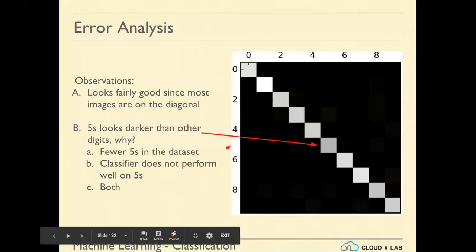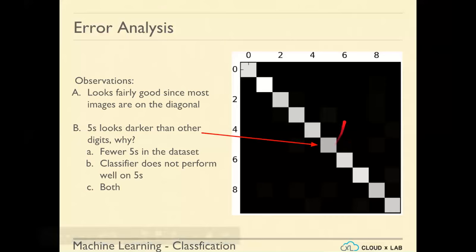It means 5 is not identified as 5 so much as 4 is identified as 4. So which one do you think is true? Why does 5 look darker than the other digits? Option A, fewer 5s in the dataset. Option B, the classifier does not perform well on 5, or both.